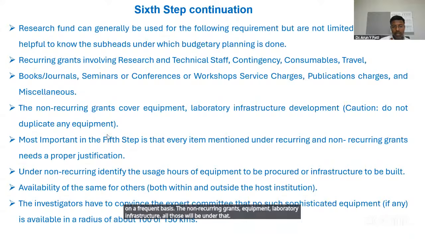Most important in the 5th step is that every item mentioned under recurring and non-recurring grants needs a proper justification. You have to give substantial evidence why it is for so much cost. If it is possible, you give a breakup also. It might help.